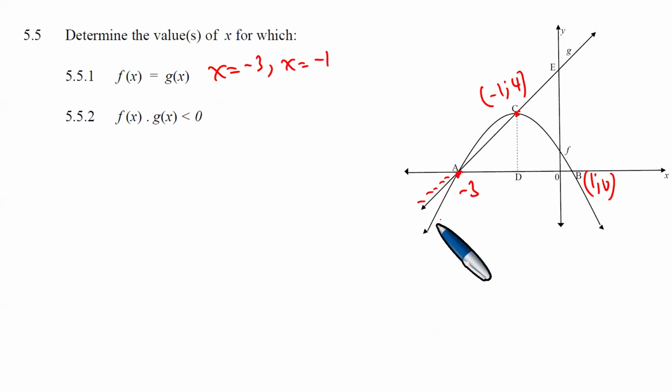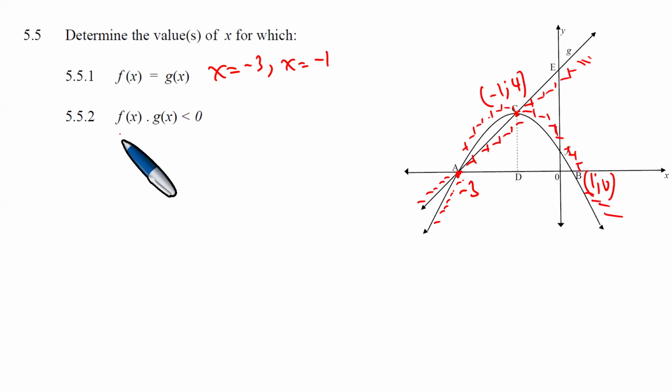This one is negative here. This one is also negative. This is positive, positive, positive, positive, positive. This is positive, positive, positive, positive, positive, and then negative. So now if you're multiplying these two functions, you're getting a negative.